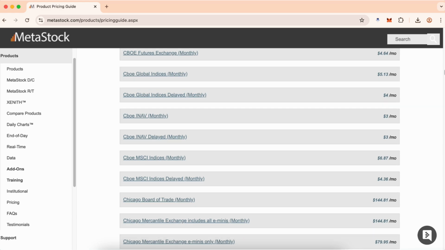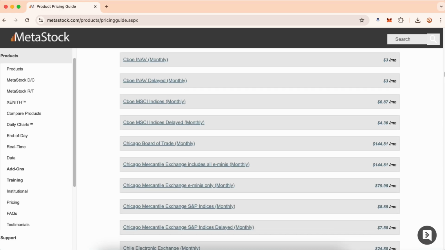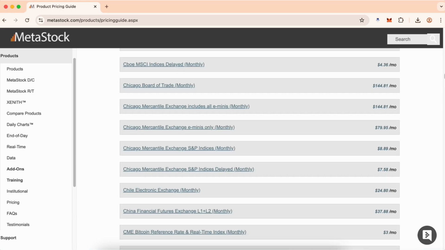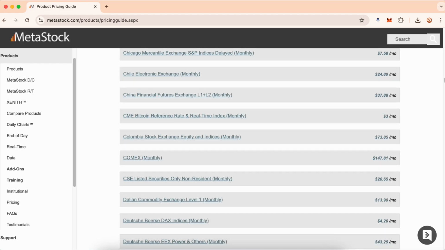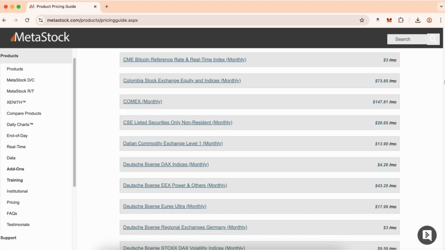There are financing options available, and MetaStock often runs promotions that can reduce the upfront cost. They also offer a 30-day money back guarantee, which shows confidence in their product.